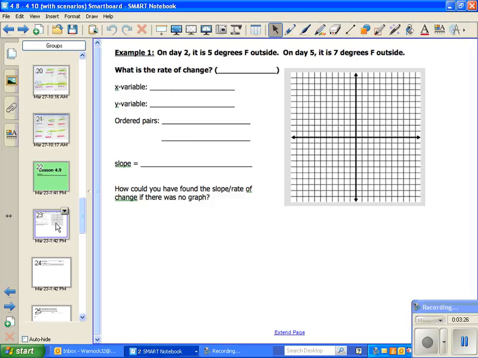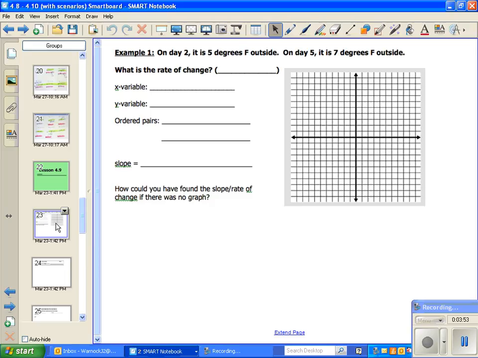Okay, we're going to be talking a little bit more about slope, but we are not going to be using the whole scenario that we're used to using. Okay, a little bit different scenario. Example 1. On day 2, it is 5 degrees outside. On day 5, it is 7 degrees outside. Definitely not today. What's the temperature supposed to be today? 52, 54, not 80 though, huh? Okay, my question is, what is the rate of change?